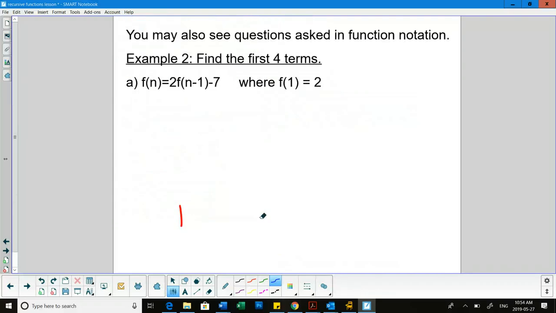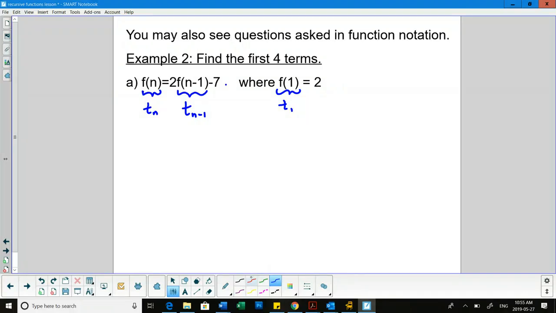All right, so there's another format of notation that I just want to show you. You might see them asked in function notation. Essentially, when you see this asked in function notation, f at n is going to be essentially the same thing as tn, and f at n minus 1 is essentially the same thing as t at n minus 1. So f at 1 is essentially telling you the value of the first term. Okay, so it's really the same, but it just might look slightly different.